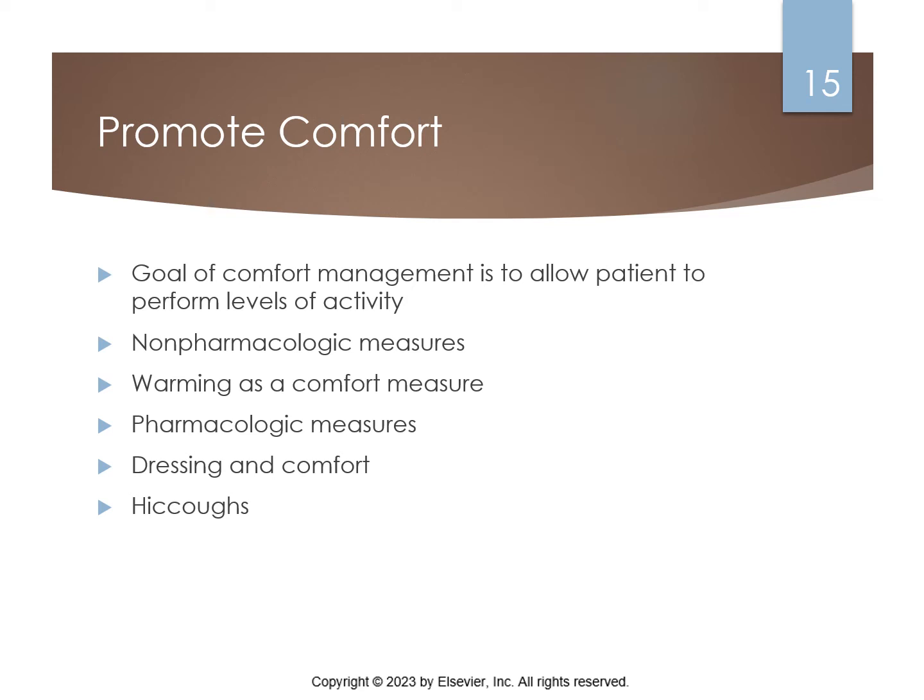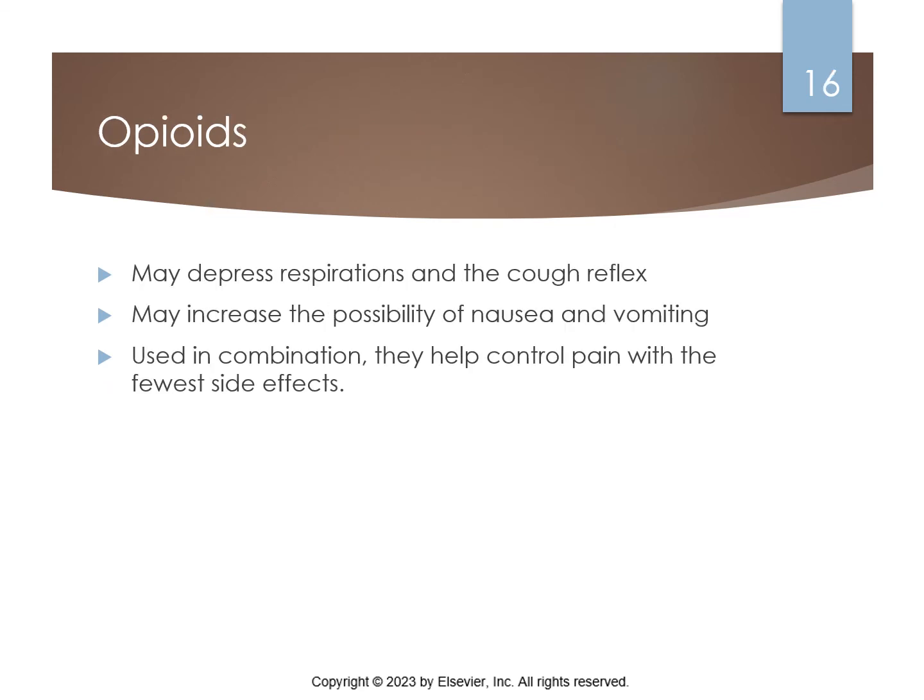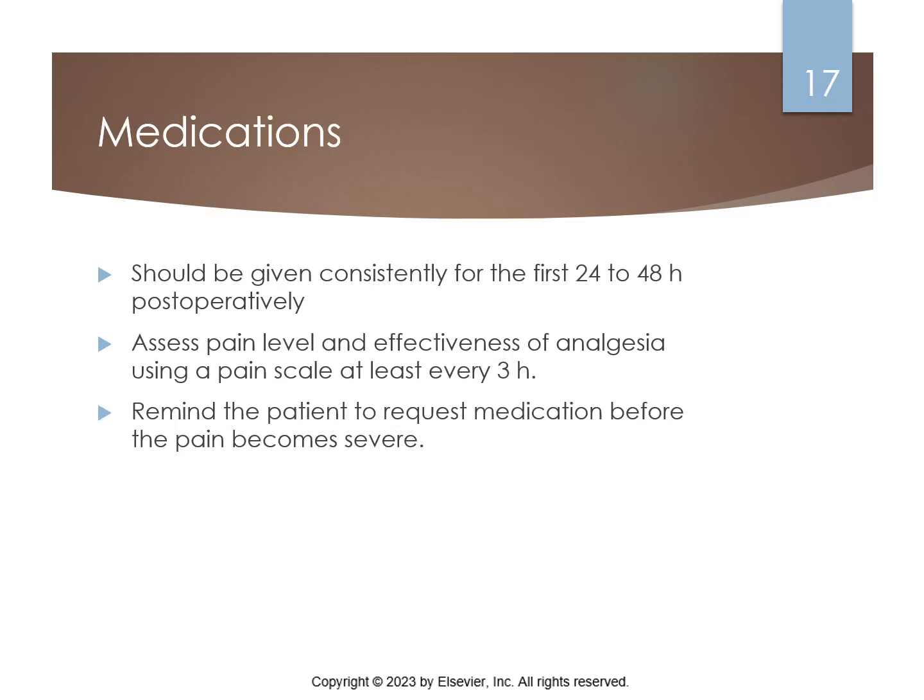Pain and discomfort can interfere with rest, as well as inhibit the processes of healing and repair. Opioids tend to depress respirations and the cough reflex. Therefore, they may contribute to the development of pulmonary problems. They can also increase the possibility of nausea and vomiting. Pain must be reduced so that the patient can rest, turn, cough, deep breathe frequently, and ambulate as soon as possible. Medications need to be given consistently for the first 24 to 48 hours postoperatively.